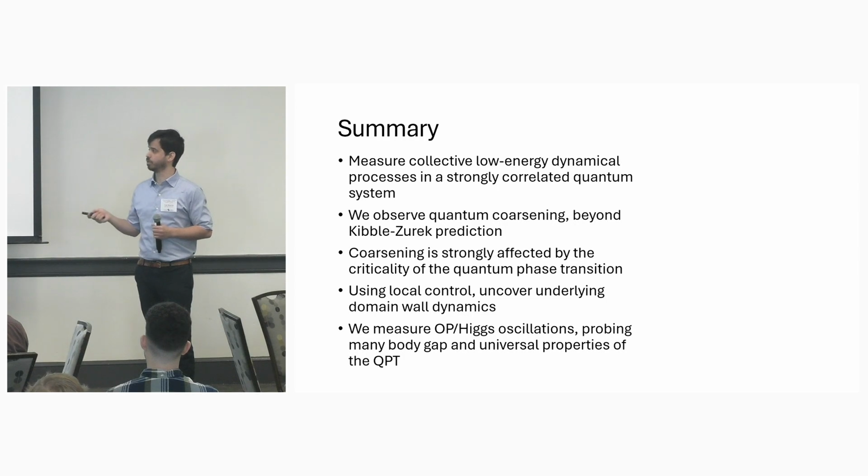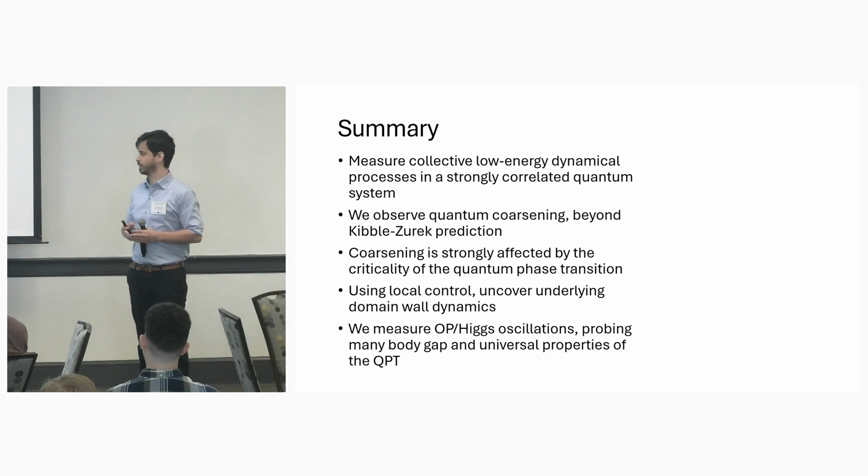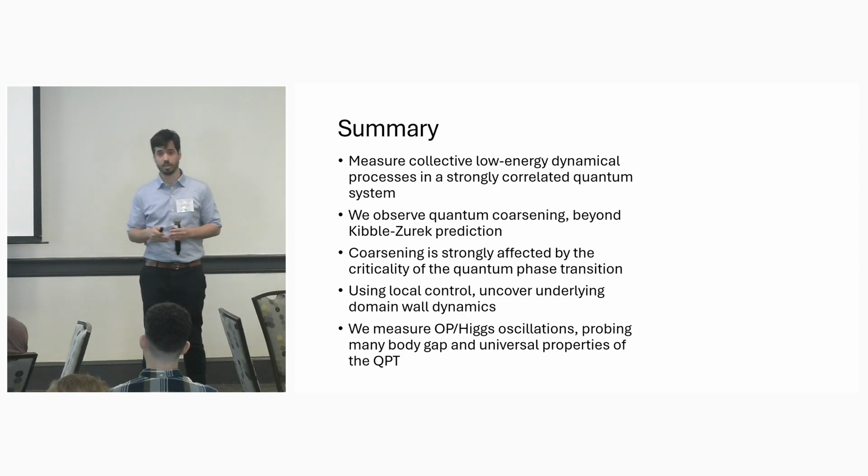And we're using local control. We were able to look at the dynamics of domain walls and understand how they underlie the process of coarsening. And finally, we measure these strong oscillations of the order parameter, the Higgs oscillations. These give us a very interesting and unique probe into the quantum phase transition. So we can measure universal properties of the quantum phase transition using this tool, and also, to some extent, the many-body gap.